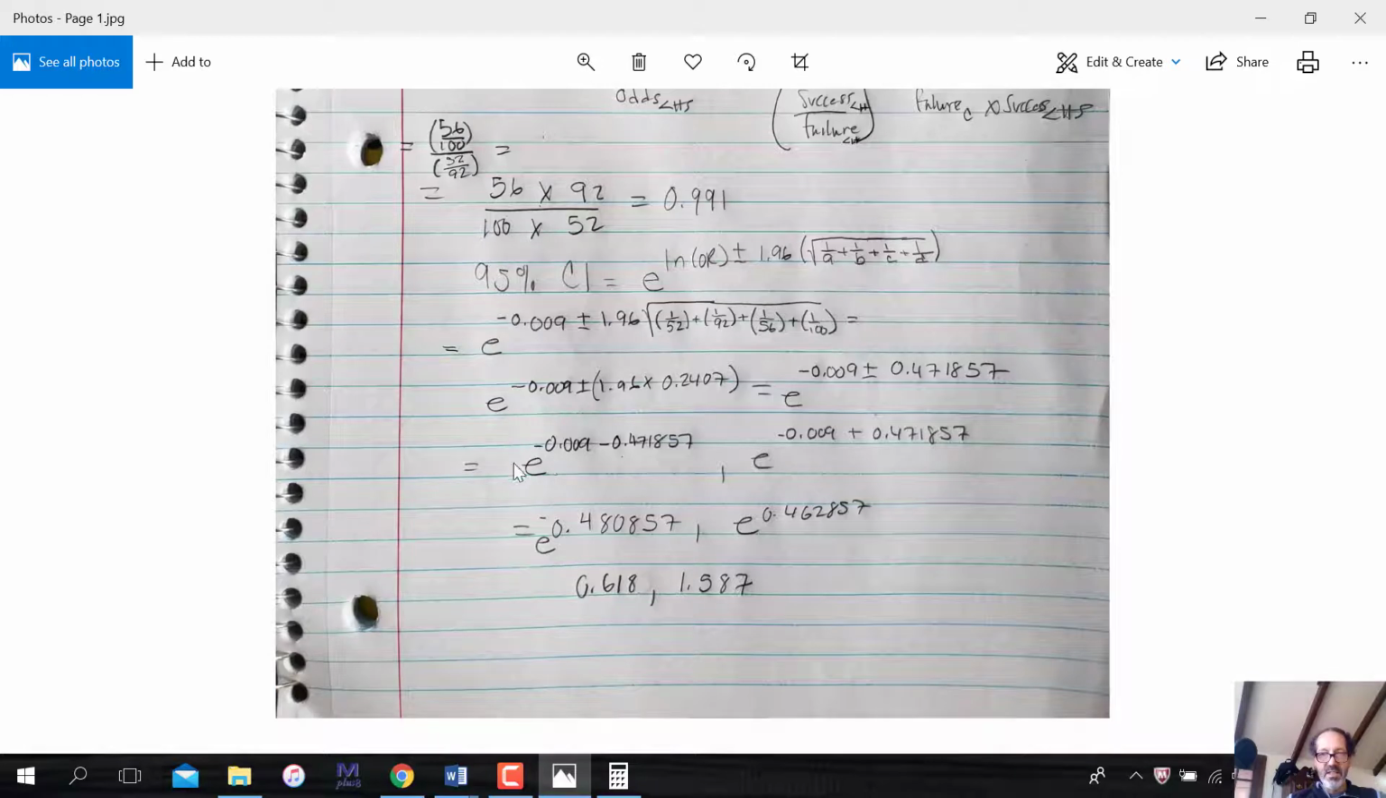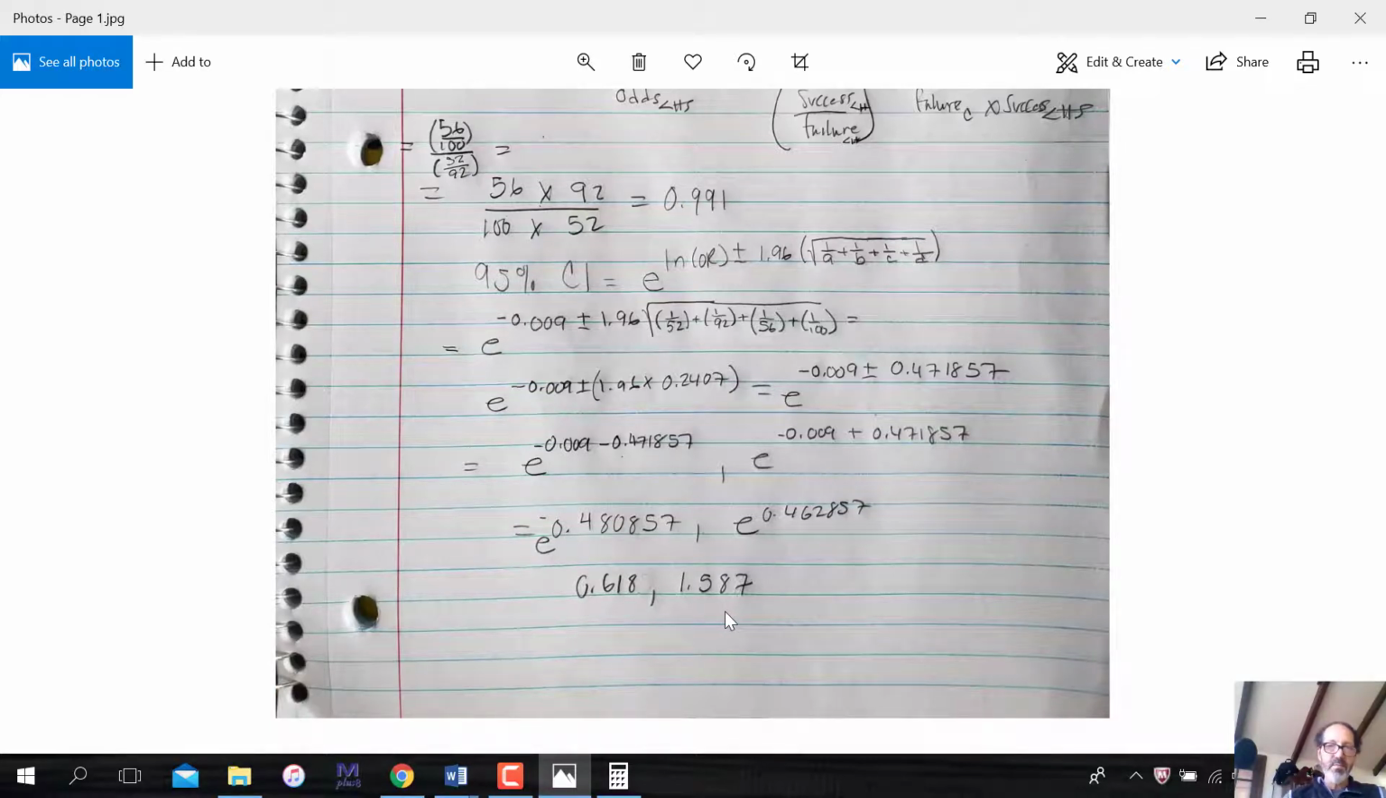But notice that I still haven't finished, because this is an exponential function, right? So I get e to the minus 0.480857 and then e to the 0.462857. The reason I have two of them is because I have a plus or minus, right? There's a minus on the left side and a plus on the right side. So you're subtracting from the log odds on the left side, and you're adding to the log odds on the right side. Once I exponentiate them, I get 0.618 and 1.587.